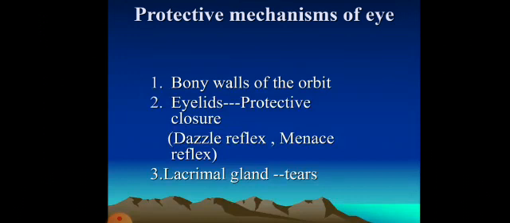Now if you look at the protective mechanisms of the eye, it's been listed down in 3 points. The bony walls of the orbit, the eyelids, which is protective closure. The reflexes are the dazzle reflex and the menace reflex, and the lacrimal gland, which produces tears, is also one of the protective mechanisms of the eye. So the bony wall of the orbit, the eyelids, which take care of the dazzle reflex and the menace reflex, and the lacrimal gland serve as protective mechanisms of the eye.